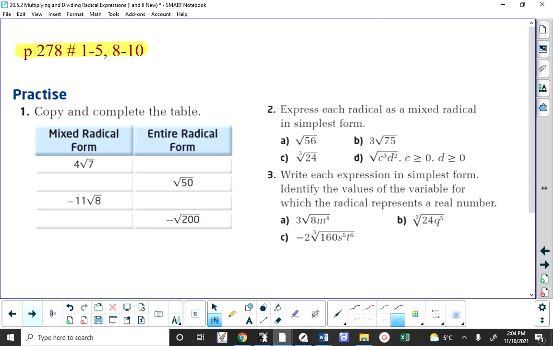The other thing to keep in mind is you have to talk about restrictions of variables. Variables are not allowed to be negative if them being negative resulted in an even root of the radicand. Okay?